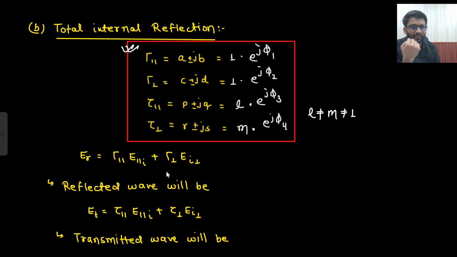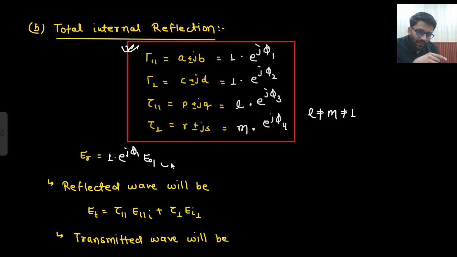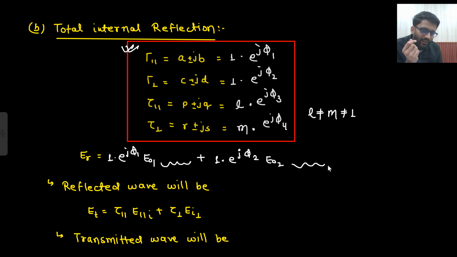Now let's write down about the reflected electric field. So in the reflected electric field, this is what I'm going to write down. The reflected electric field will have a component of parallel polarization and a component of perpendicular polarization. For parallel polarization, it has a magnitude of 1 and a phase of phi 1. It will be multiplied with E0 1. Rest all whatever is coming, I don't care. Now for the perpendicular case, it has a magnitude of 1 and a phase of phi 2. It will be multiplied with E0 2. Rest all whatever is coming, that I don't care.